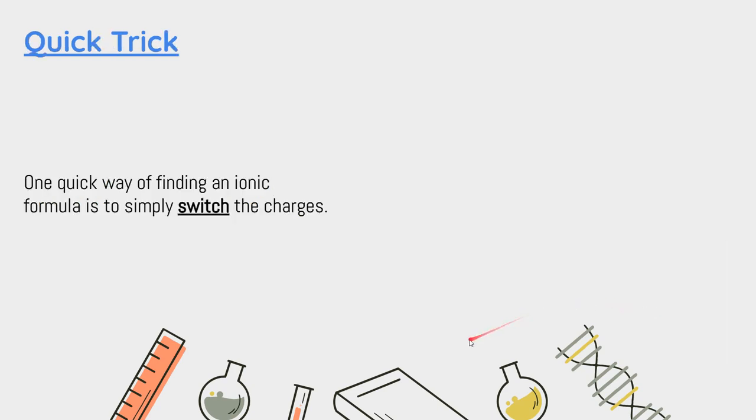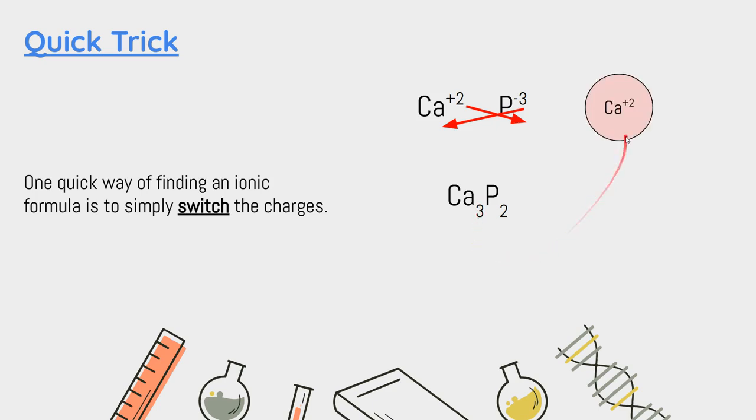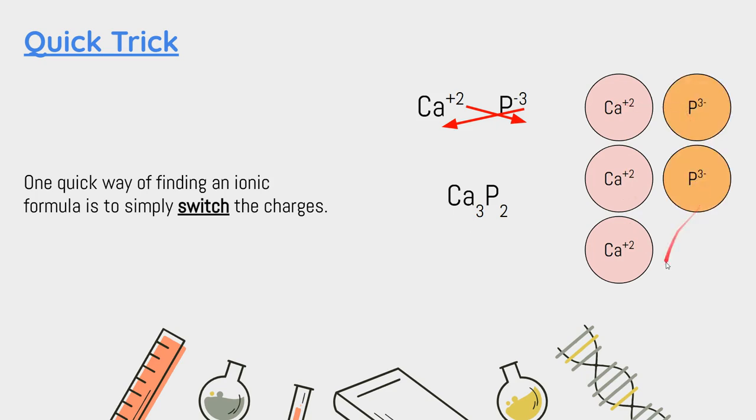Now, there is a quick trick that you can use to do this. The quickest way is to take your charges and switch the charges for the amounts of each ion. For instance, if Ca has a +2 charge, we'll put a 2 next to the P, and if P has a -3 charge, we'll put the 3 next to the Ca. Now, why does this work? Well, if I put 3 calcium ions here and 2 phosphorus ions here, notice that my total positive is +6, 2 + 2 + 2, and my total negative is -6, 3 and 3. Because we have an equal positive and negative, +6 and -6, this formula works.